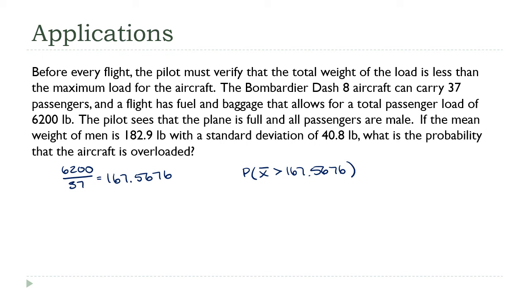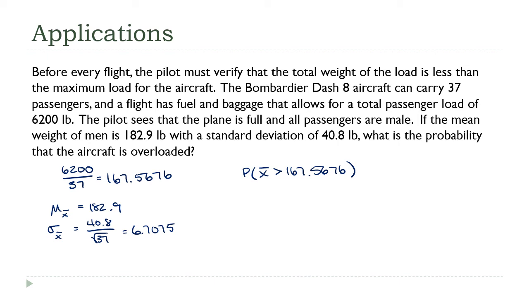Okay. Our mean, the mean of our population, which is the same as the mean of our sampling distribution, is 182.9. The standard deviation is 40.8 divided by the square root of our sample size. That's the number of passengers, the square root of 37, which is 6.7075. Quite a bit smaller, which is what usually happens here.